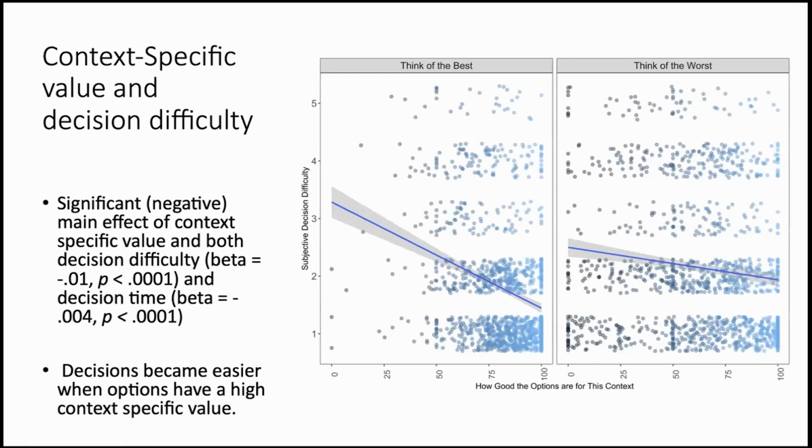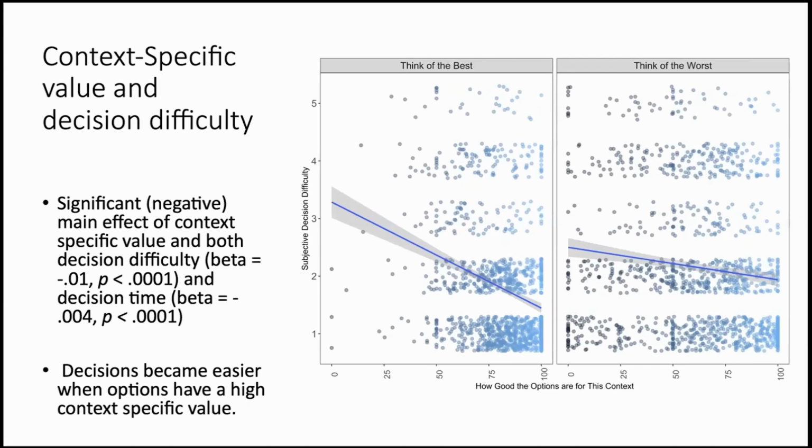Okay, and then finally we can look at the relationship with context-specific value. This is how good that option was not in general, but for the particular problem you're facing. Here the relationship flips in a way that should be intuitive. In both cases, think of the best and think of the worst, the better the options you were generating for the particular problem you faced, the easier you thought the problem was.